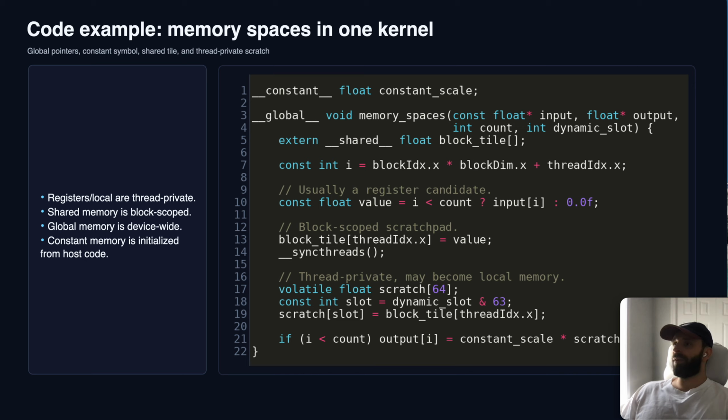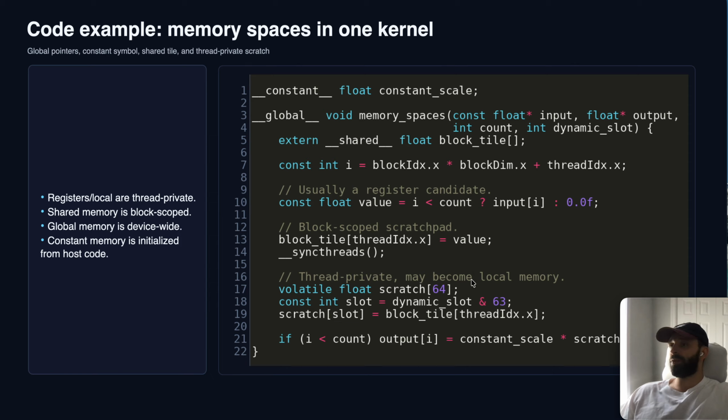Each thread places its value in the shared tile, and the block barrier makes those writes visible before the block continues. And then you have the scratch array, which is private to one thread. Because it's a larger array with dynamic indexing, the compiler may place it in local memory. The source code alone doesn't prove that to you. The compiler resource output is the only way you would check that. And just one last note, this is a scope demonstration, not an optimization recipe.